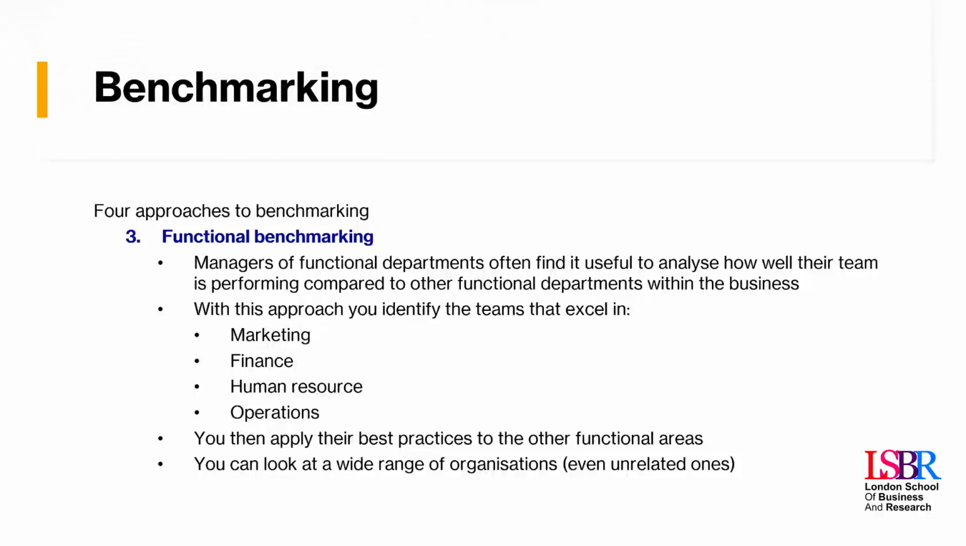And we can look at a wide range of organizations, even unrelated ones. So functional areas, again, don't have to be internal. They can also be external. So again, how does your marketing team perform compared to the marketing team of some IT company? What are they doing? What are they using that's different to us? Are they using particular technologies? Are they using particular trends? What data perhaps are they using to inform their decision making that perhaps we need to look at using as well?